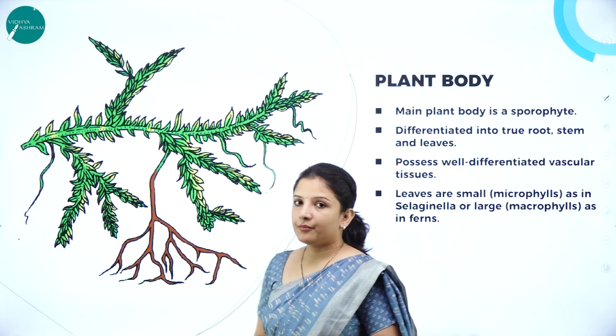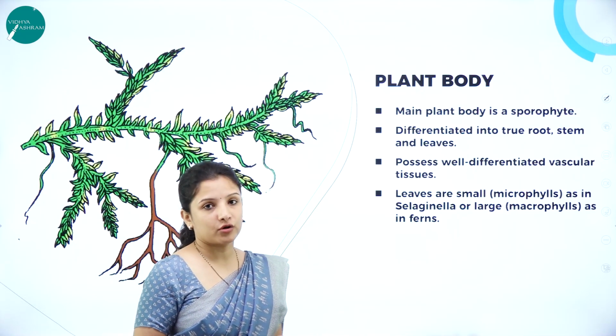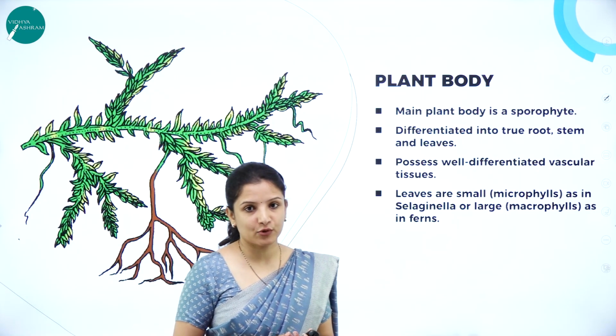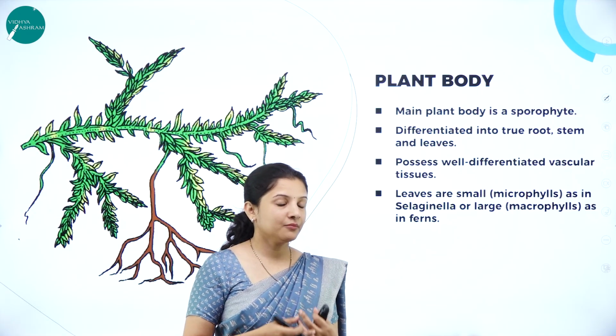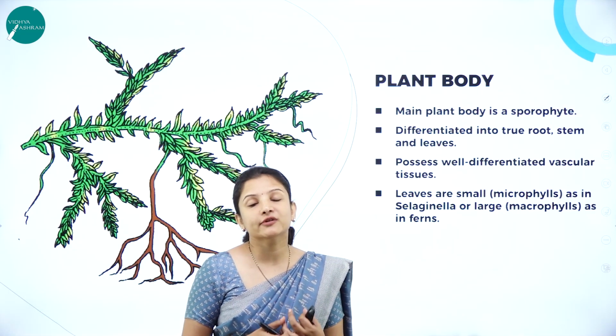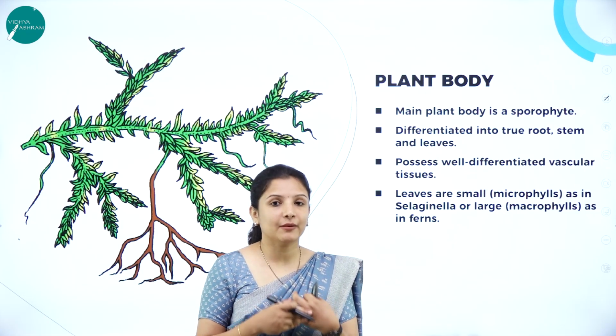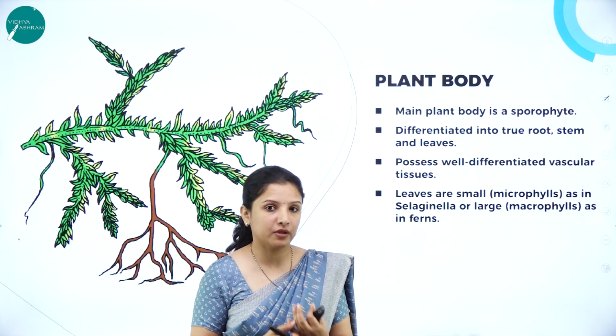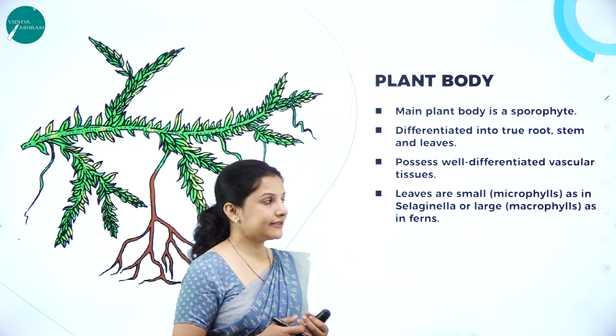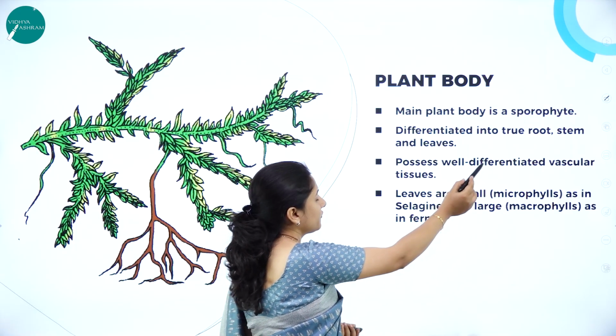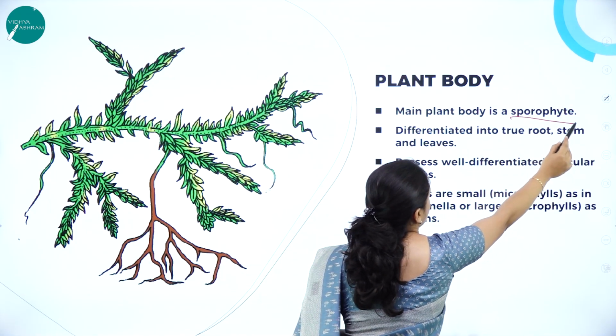Next, talking about their plant body. The plant body is mainly sporophyte. Remember, in bryophytes, the plant body was mainly gametophytic, wherein the gametophytic generation was the predominant one. But in pteridophytes, the sporophytic stage is the most predominant one.